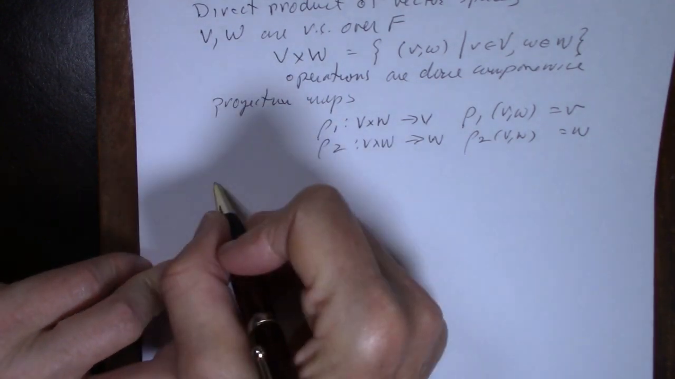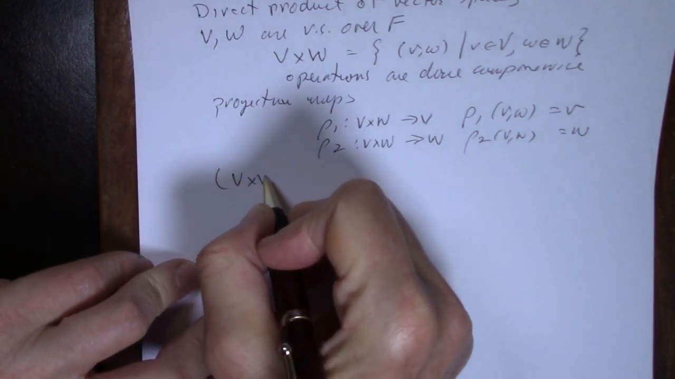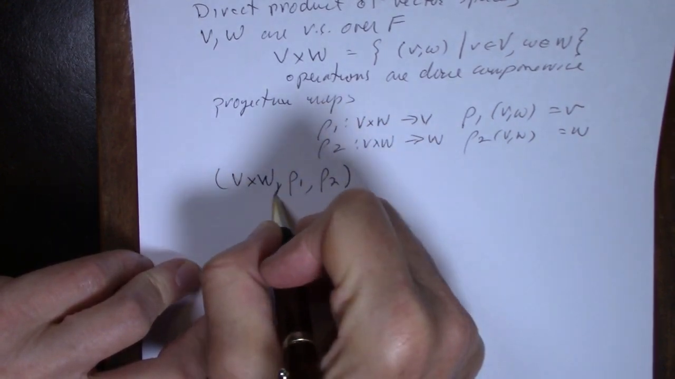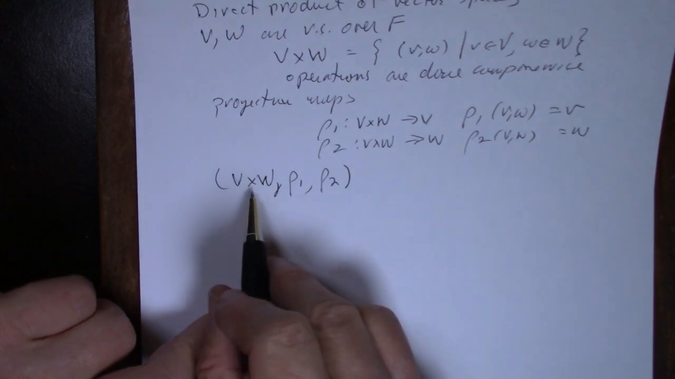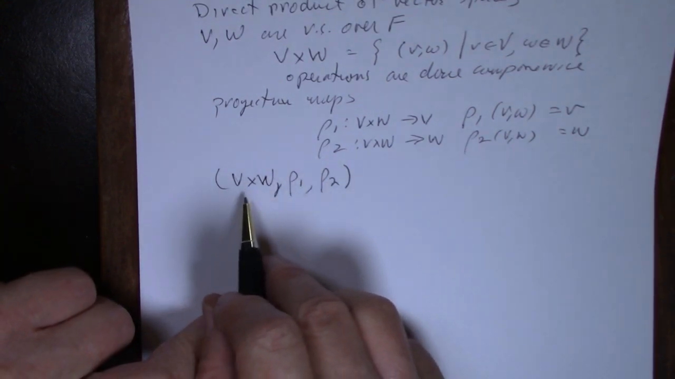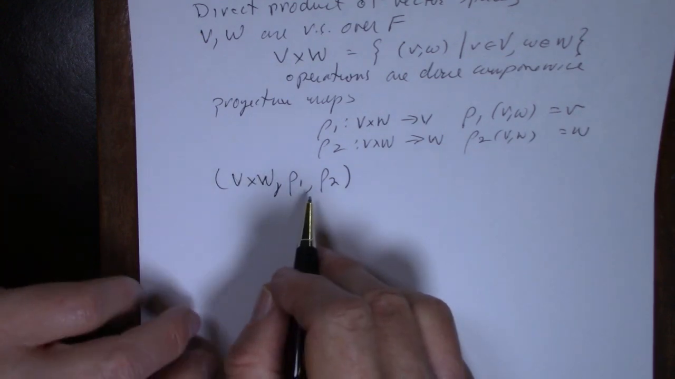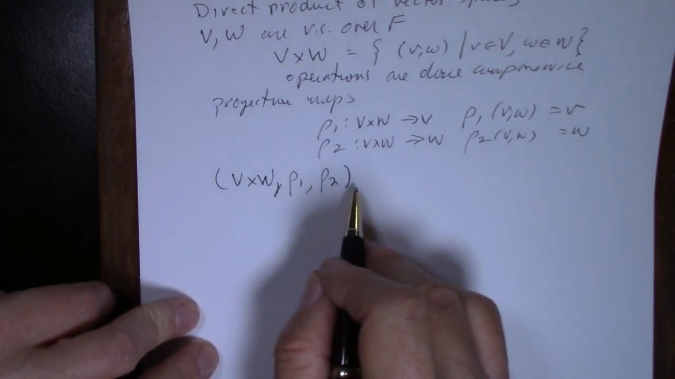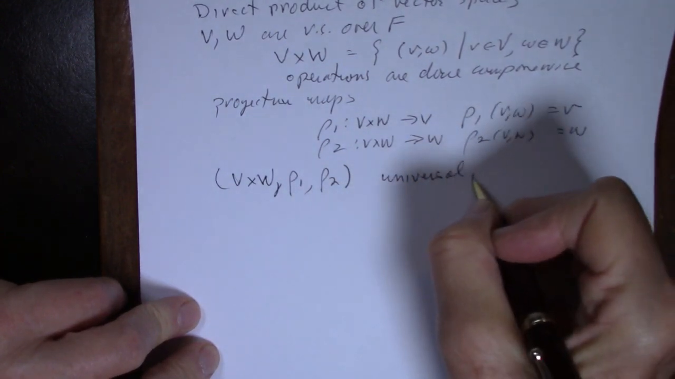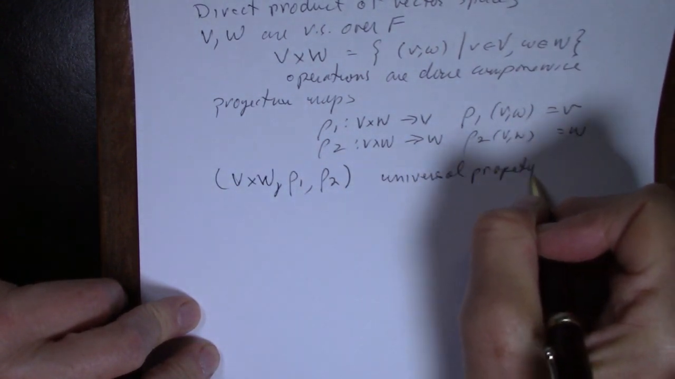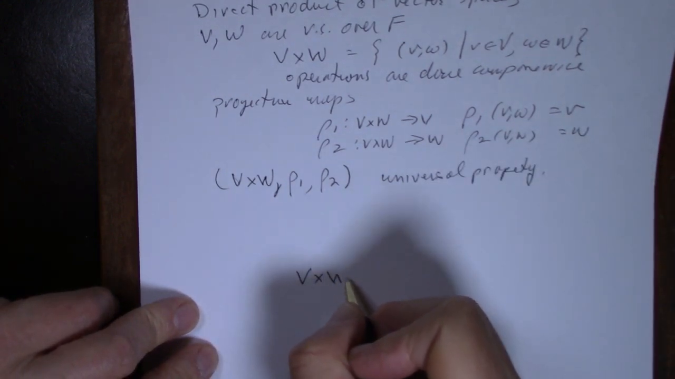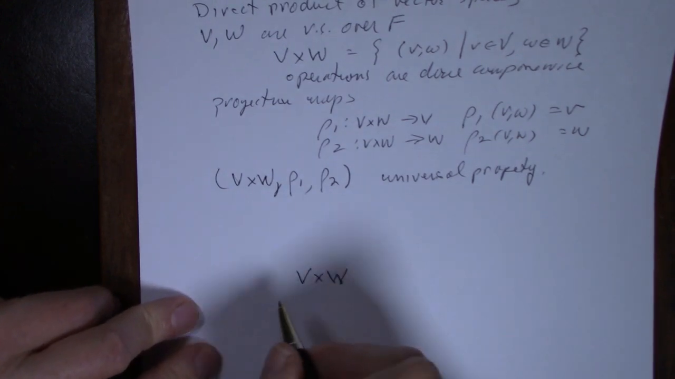It's possible to show that the ordered triple consisting of the direct product V cross W and the two projections, so we're kind of boosting the projections up to the same level as the direct product itself, that this ordered triple has a special property. It's called a universal property. And the property is this. It's best described, as MacLean would say, with diagrams of arrows.